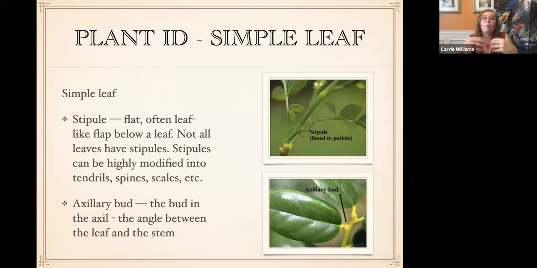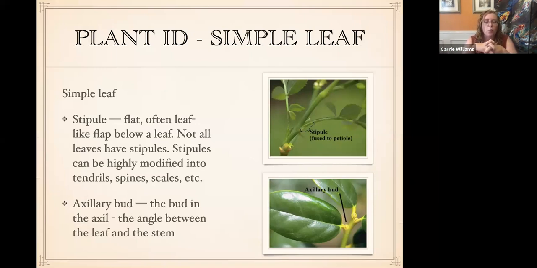Sometimes the stipules might be modified into tendrils, like on a clematis or a cucumber plant, or even spines or scales. So a spine, like on a barberry, is kind of a modified stipule.